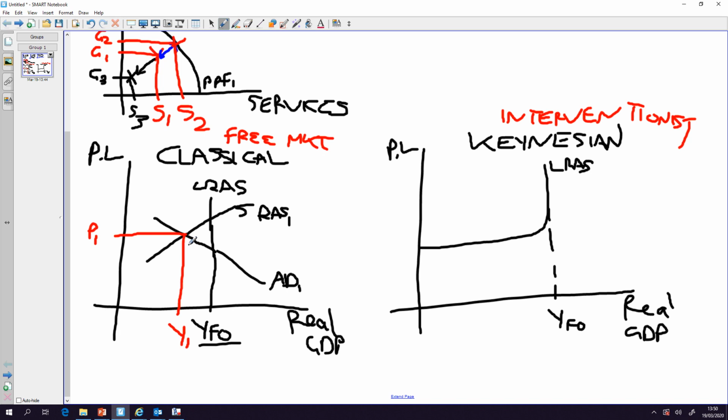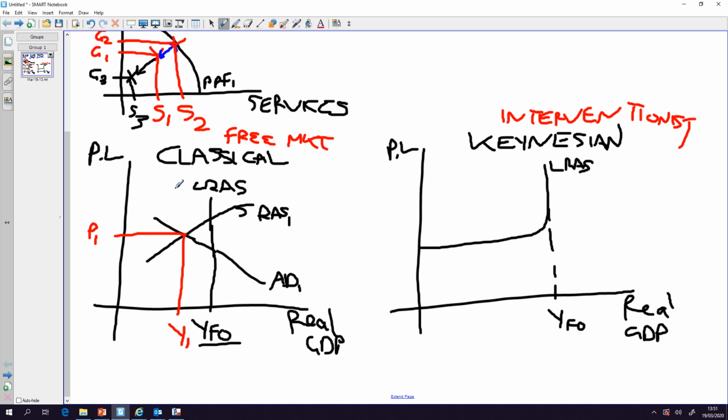Now in this diagram, the economy is only at Y1. Y1 to YFO is measuring the spare capacity in the economy. So we've got unemployed workers across the economy. Now you've got to think about how a free market would tackle this problem. At Y1, we have got unused factors of production. Now that means that we've got excess supply. There's more resources being supplied than what businesses want to demand.